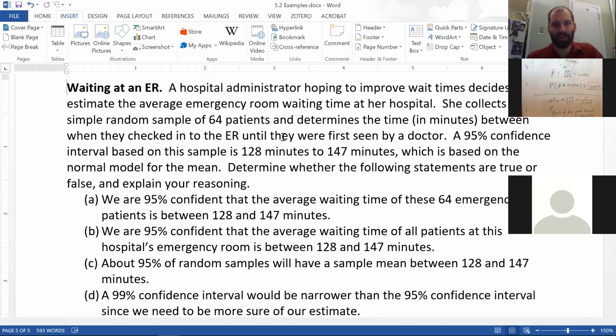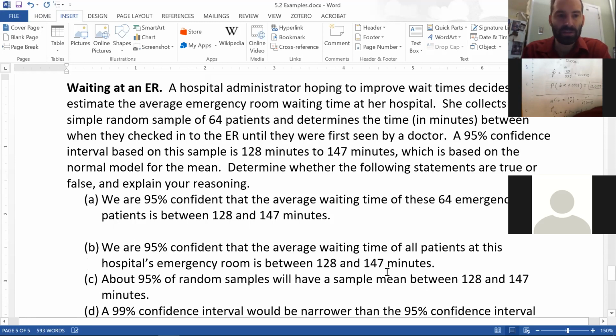She can't sample everybody, so she looks at 64, and determines the time in minutes between when they checked in until when they were first seen by a doctor. So how long are they waiting? A 95% confidence interval based on this sample is 128 minutes to 147. All right, so that's our 95% confidence interval, this range of values, which is based on the normal model for the mean. Right? That's what we've been using from the central limit theorem. Determine whether the following statements are true or false.